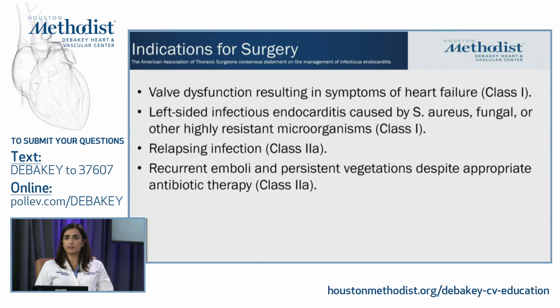Moving on to indications for surgery, as per the American Thoracic Surgeries Guidelines, there's a Class 1 indication for valve dysfunction resulting in symptoms of heart failure, and another Class 1 indication to take these patients to the OR is left-sided infection, similar to native valve endocarditis with Staph aureus, fungal infections, or virulent organisms that are highly resistant. Class 2A indications are for relapsing infections, recurrent emboli, persistent vegetations despite appropriate antibiotics.